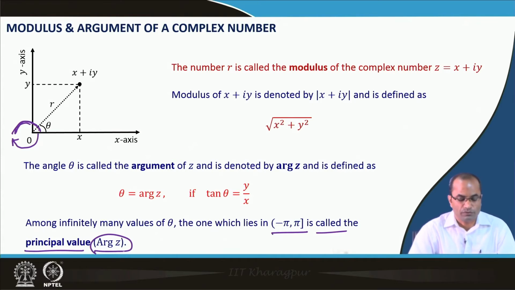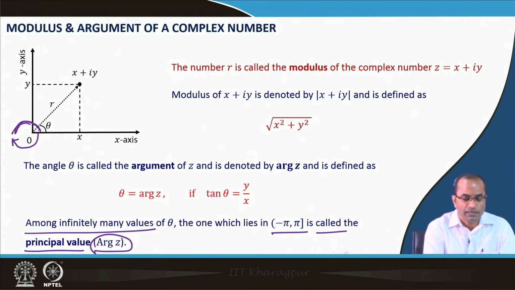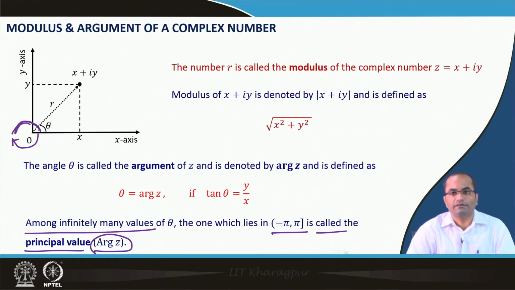So, this is what we call the principal among infinitely many values of theta, because as we discussed, we can add 2 pi, we can add 4 pi, and again we are back to the same angle. So, among all these, if we choose the one which lies between minus pi to pi, we will call this the principal value of the argument of z. That is going to be just the unique value.